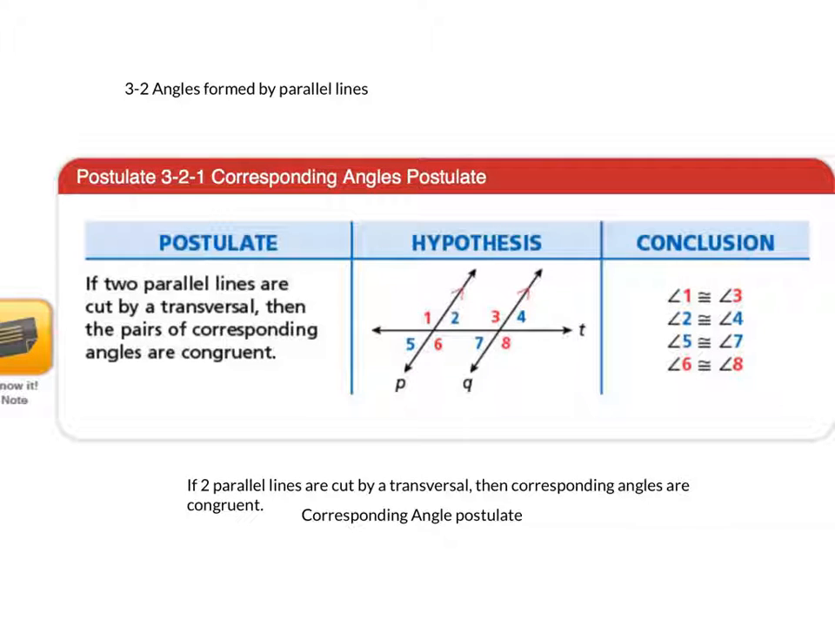1 and angle 3. And this postulate tells us that those corresponding angles are congruent. So if two parallel lines are cut by a transversal, then corresponding angles are congruent.